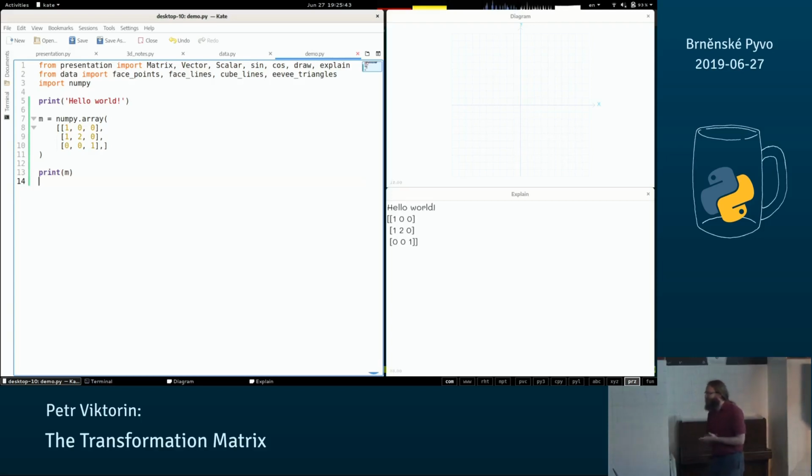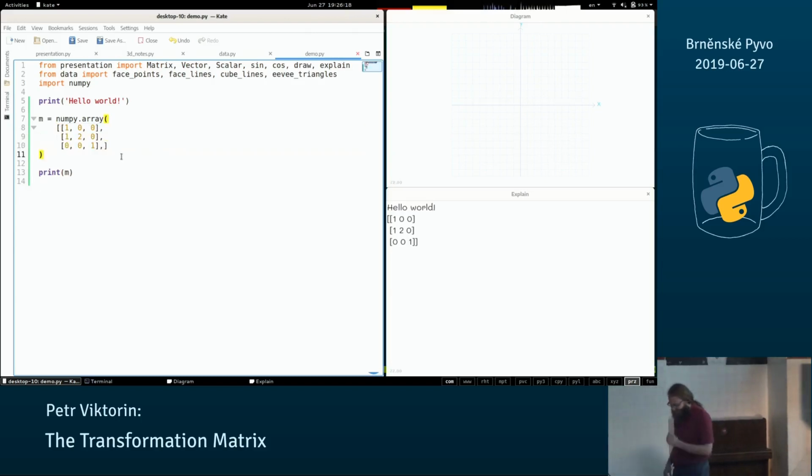So, who of you knows what a transformation matrix is? Who doesn't? Okay, so this talk is for the three of you that don't know. Who of you doesn't know what a matrix is? All of you have seen the matrix? Okay. So, a matrix is a grid of numbers, basically, like this.